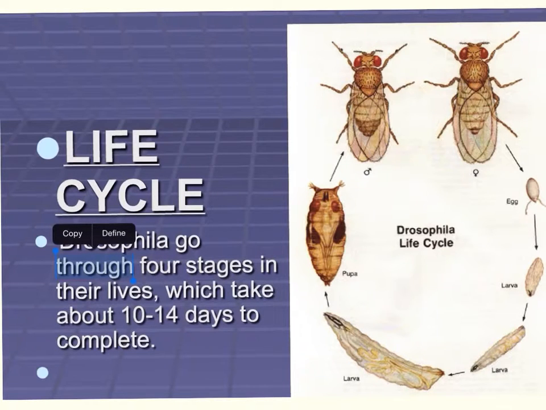The average lifespan of the Drosophila depends on the environmental conditions. Typically, these are going to be 80 to 153 days, but the average life cycle of a lab fly is going to be about 26 days for a female and about 33 days for a male. In that life cycle, the Drosophila will go through 4 stages, and those 4 stages take about 10 to 14 days to complete.